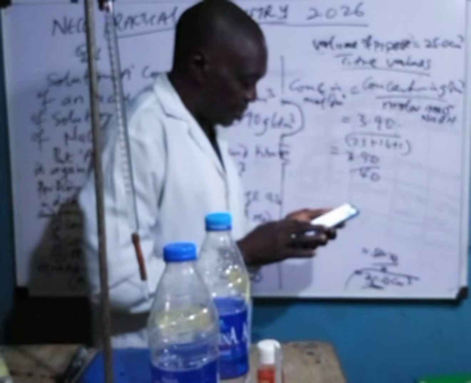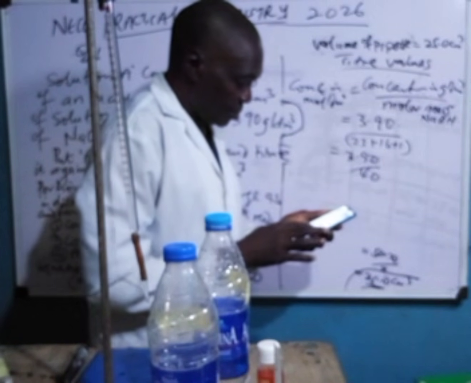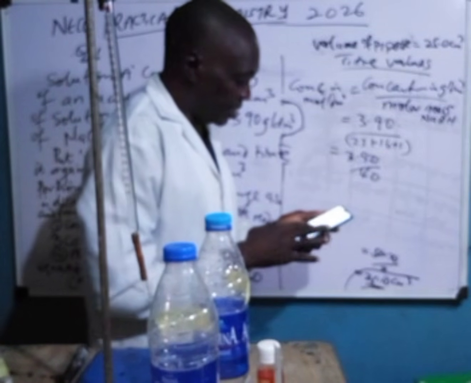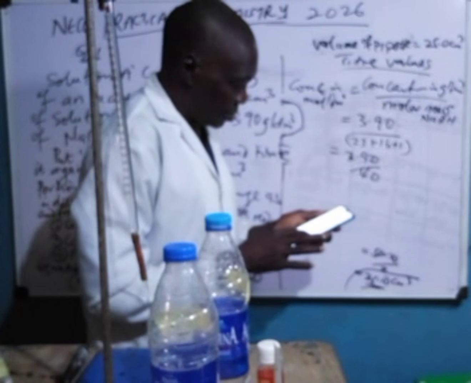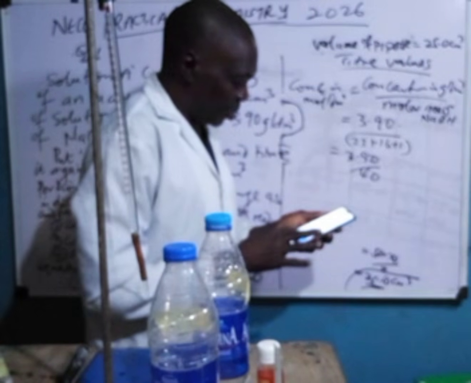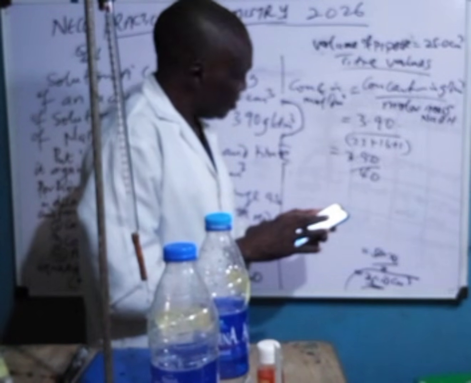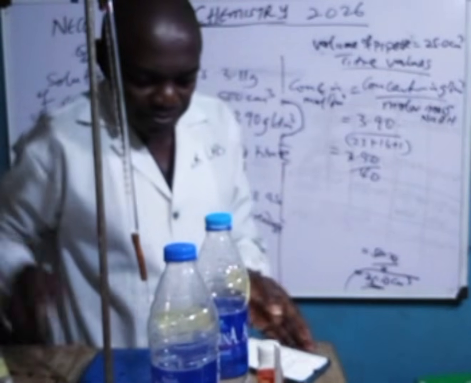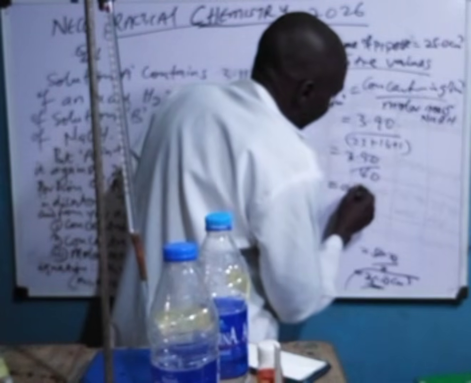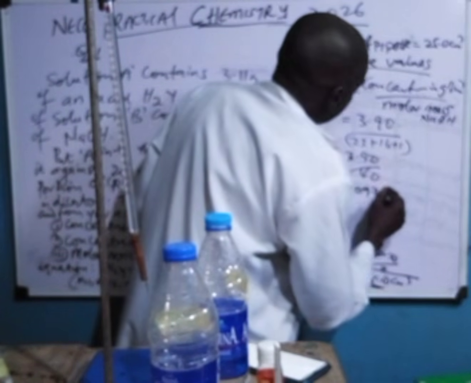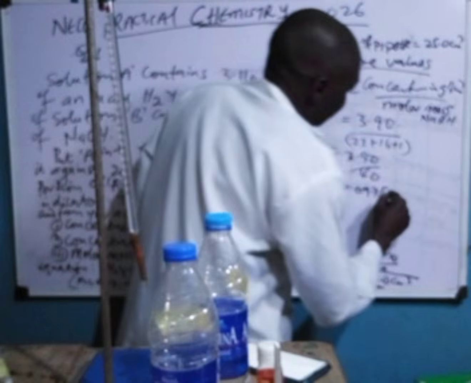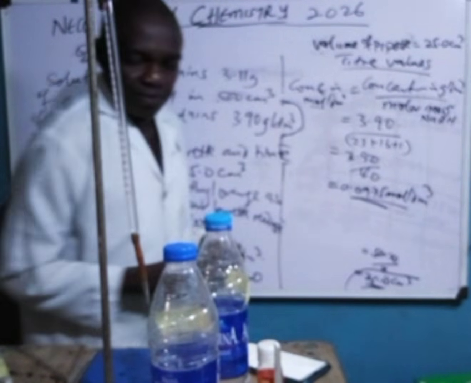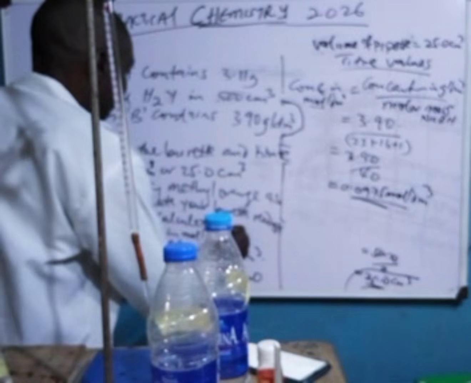Sorry, 3.90 divided by 40, that's 0.0975. Look at the unit, mole per dm³. So this one solves that. So we are done with this first question.